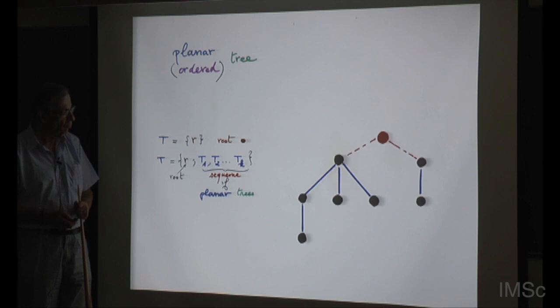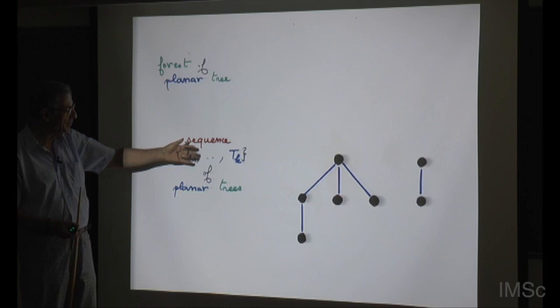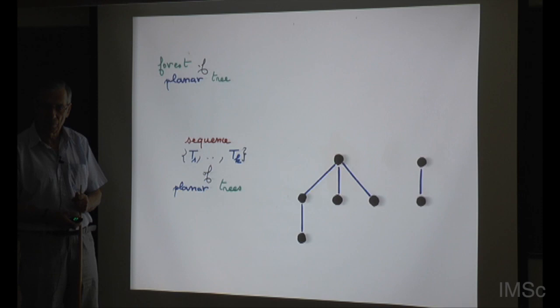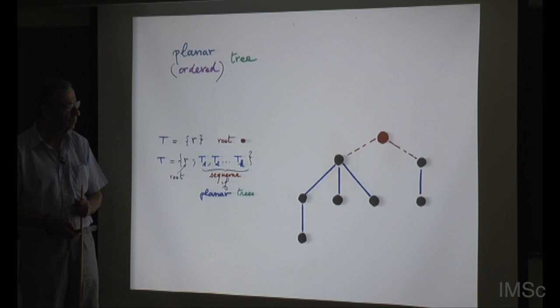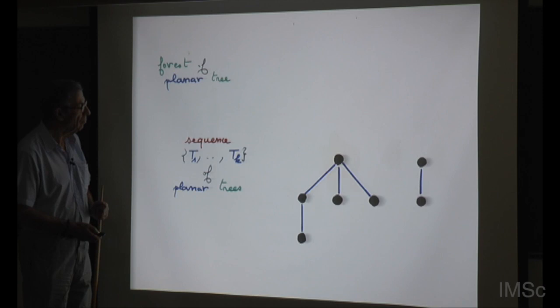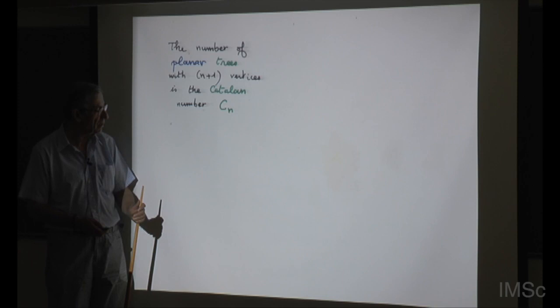And of course, such planar trees are in bijection with forests of planar trees. If you delete the root, you get a forest of planar trees, it's convenient also to take this, a forest of planar trees, just a sequence of planar trees. So you go from one to another. If you have a sequence of planar trees, you can always add a vertex to get a planar tree. And so the number of planar trees with n plus 1 vertices, or the number of forests of planar trees with n vertices, this number is again the Catalan number.